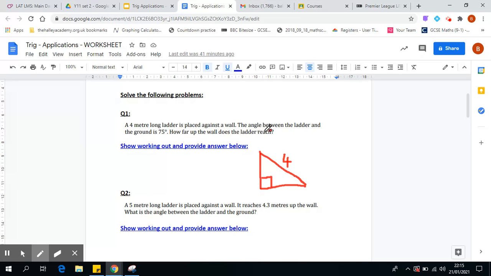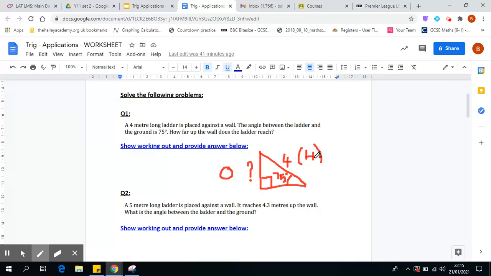How far up the wall does the ladder reach? So they're asking you how far it reaches, and we know this is 75 degrees. I would recommend you first label it, which would be the opposite side, and this would be the hypotenuse. Notice I haven't labeled the adjacent side because we're not interested in finding the distance between the ladder and the wall, and there is no value provided.